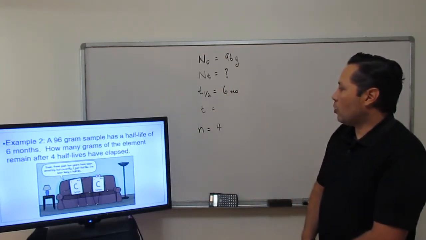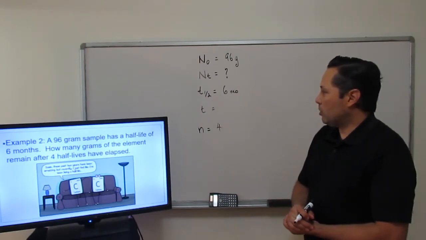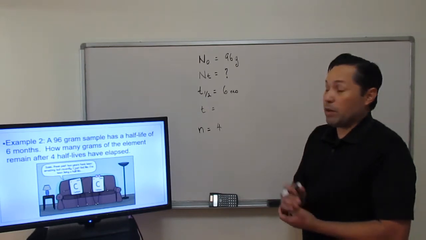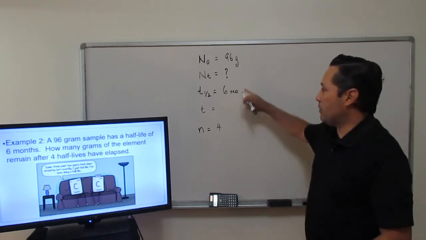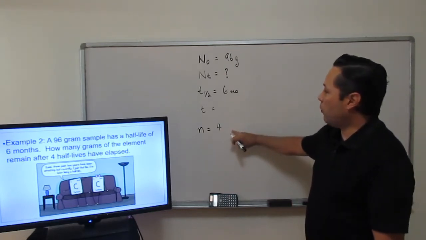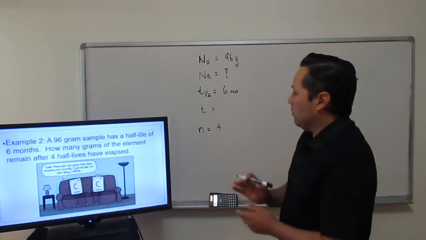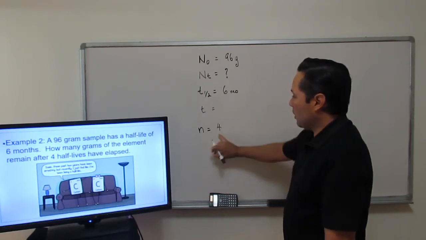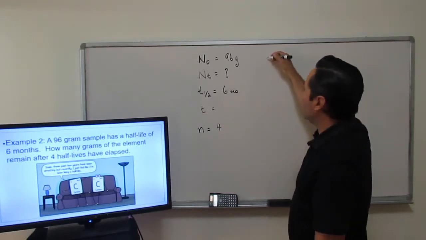Alright, so how much time has gone by? You don't need that number to solve this problem. But if you really wanted to, you would just multiply the number of half-lives times how long each one takes. So 4 times 6 is 24 months, about 2 years. But they didn't ask us how long this problem would take, so we don't really need this number. We have the n, so let's go ahead and solve for it mathematically.